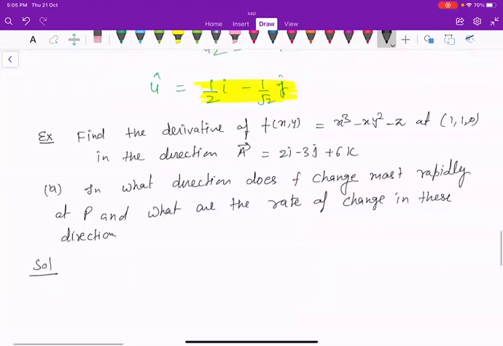So first find the directional derivative. So what do we have to compute? First we have to compute the unit vector in the direction of A. So it is A upon mod A.